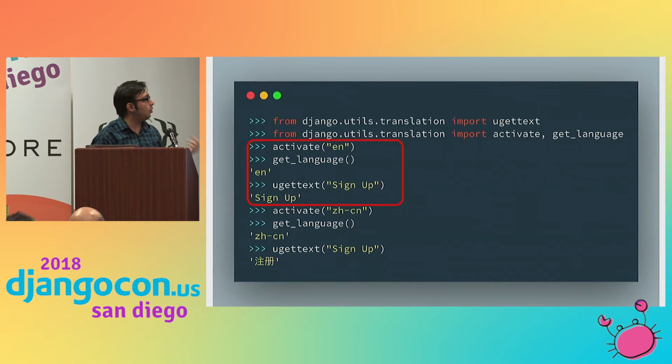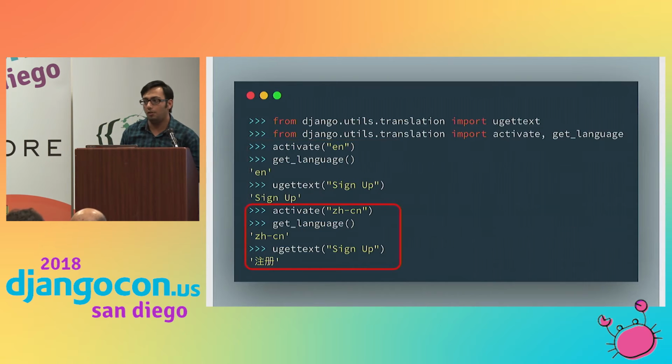Then I called ugettext for sign up, and since the translation was there, I get the English representation. Similarly, I did it for simplified Chinese. So I activated it, I tried to get the language, and then I tried to get the translation. We'll see where we actually put those static string translations later.